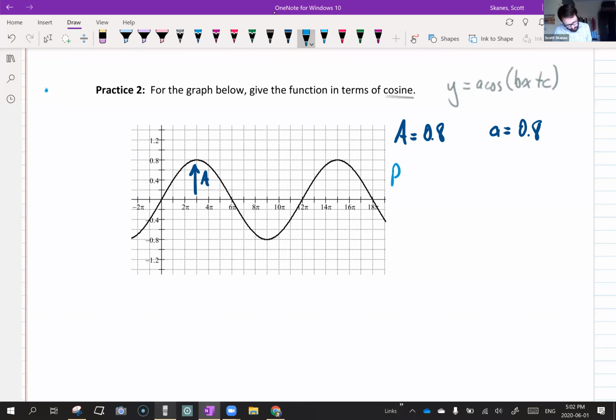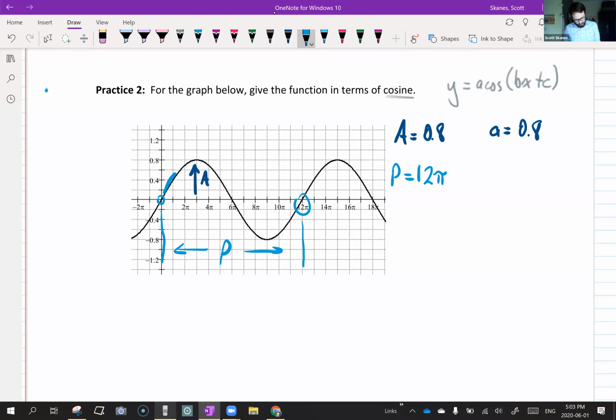Okie doke. What's the period? Can someone tell me the period very quickly? This one's easy. Should be able to get it. Pi? 1 pi? 12 pi. 12 pi. That's the period. It's the distance from one cycle to the start of another, yeah? Remember, it goes up, comes down, and has to start again.